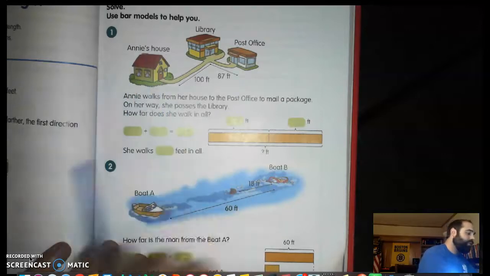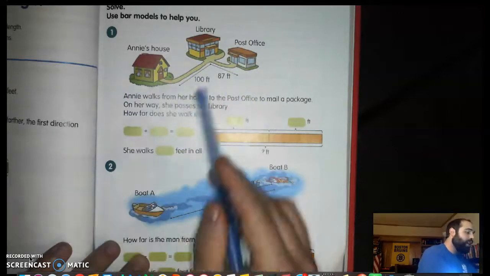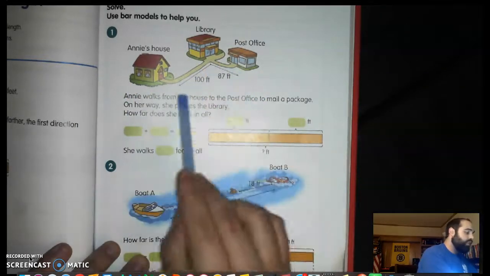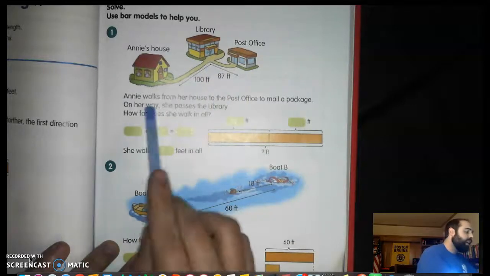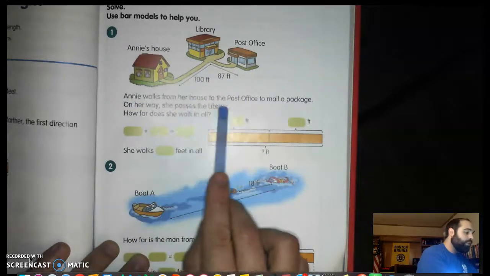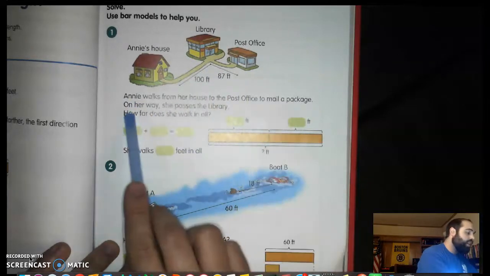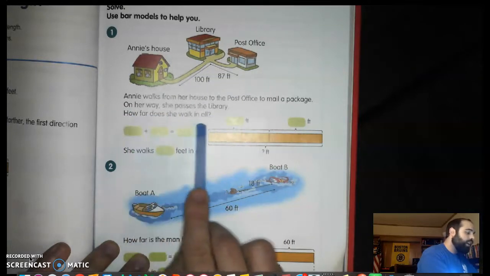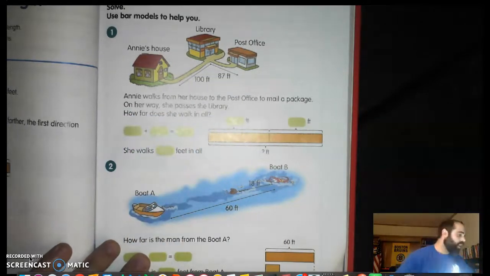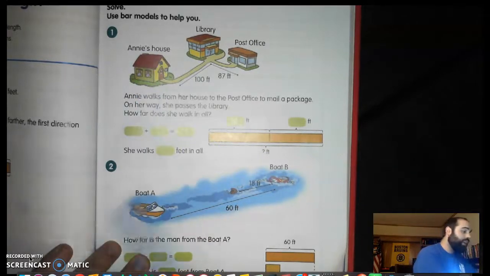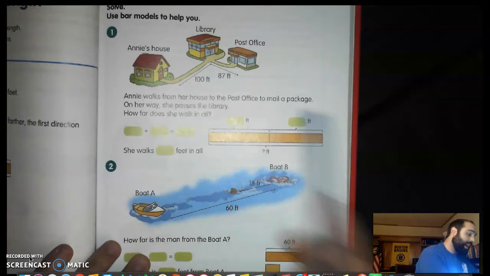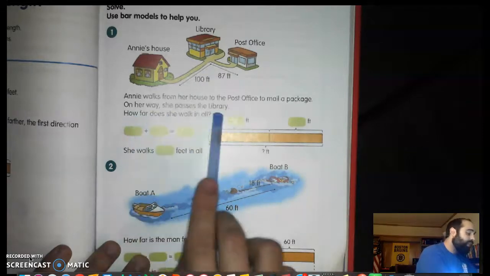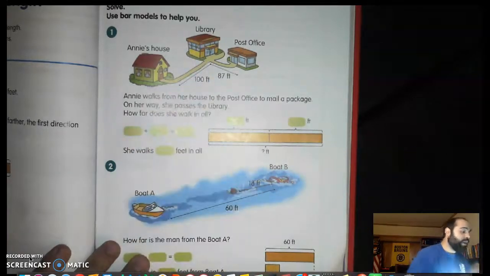So looks like we have a couple of different places. We have Annie's house, a library, and a post office, along with directions on the ground, 100 feet and 87 feet. Annie walks from her house to the post office to mail a package. On her way, she passes the library. How far does she walk in all? All right, let's think about it. So she's starting at her house, and she needs to get to the post office to deliver a package. On her way, she passes the library. So we know she passes that library. We want to know how many feet in all she has to walk.